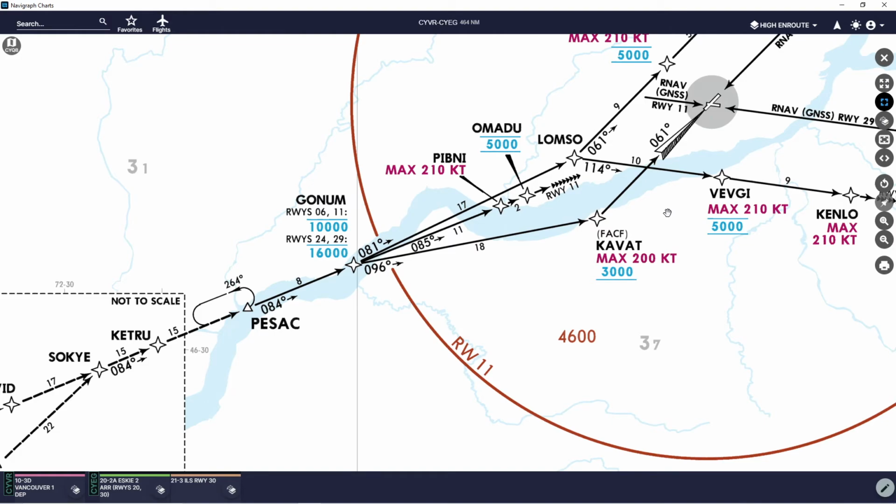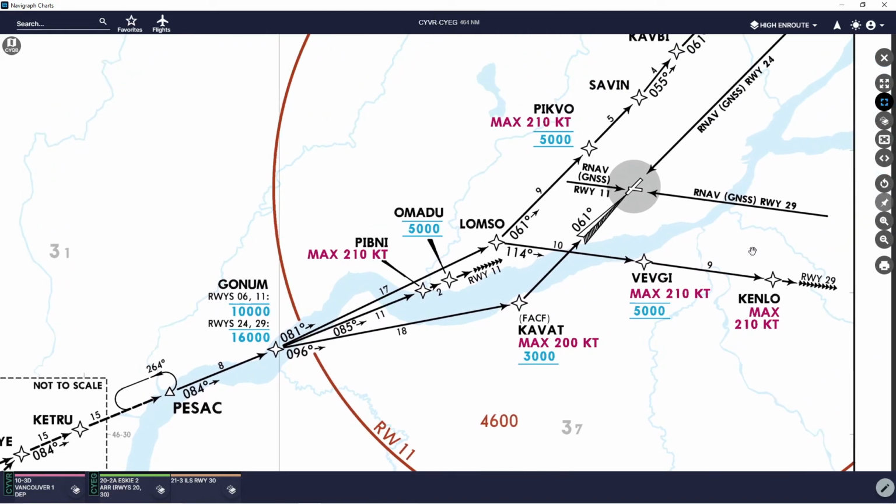So this is where these arrivals are designed to be a little bit more efficient for aircraft planning purposes and more economical for operators. It allows for later descents, less power to be used, and a constant descent angle to be used all the way until intercepting, in this case, the localizer and the glide slope for the final approach into Quebec City.